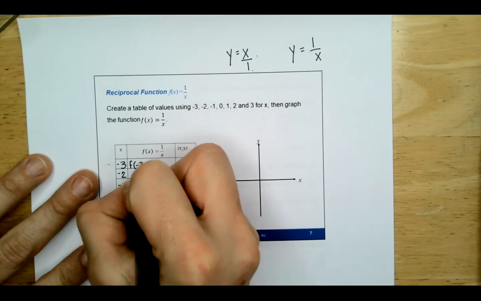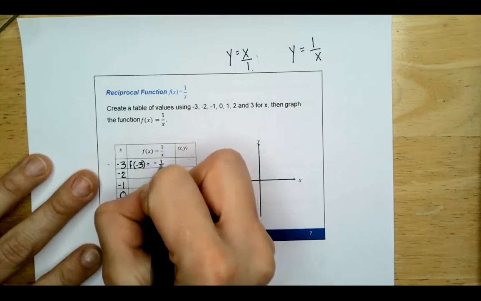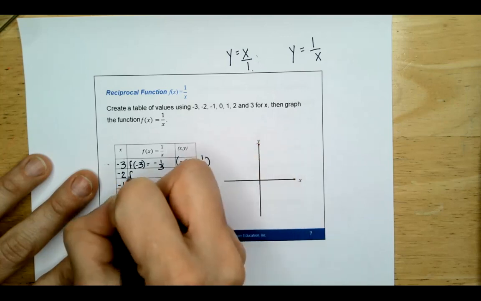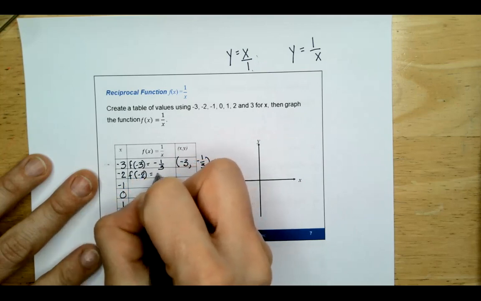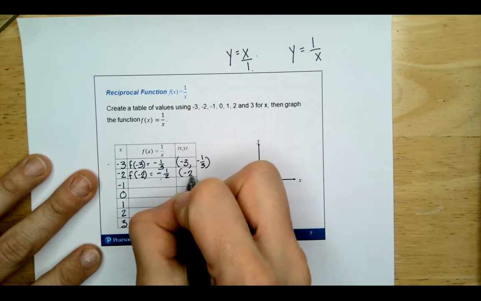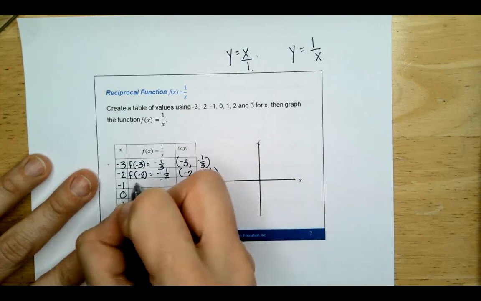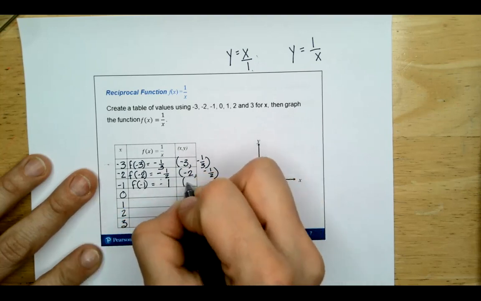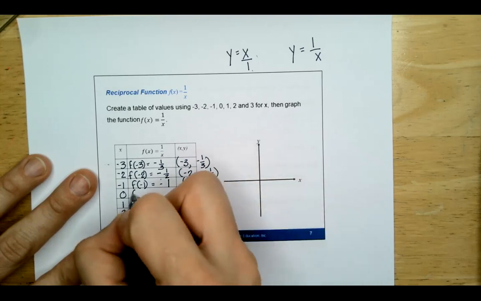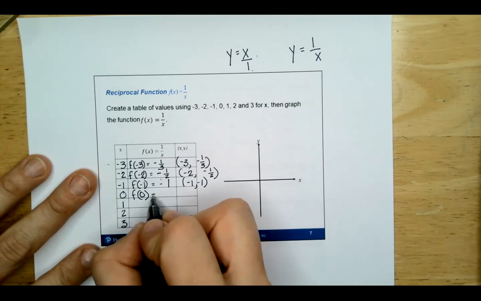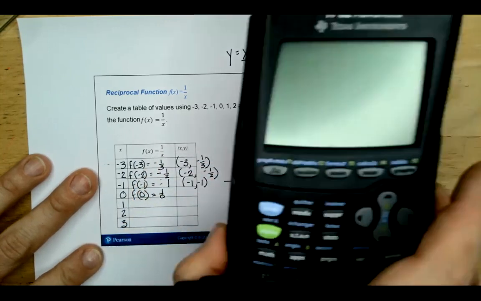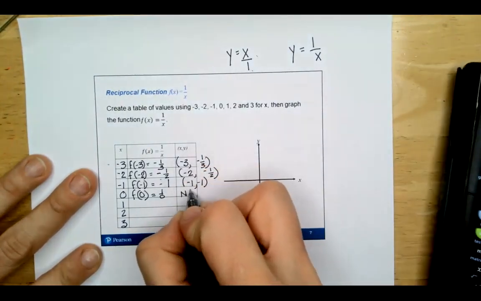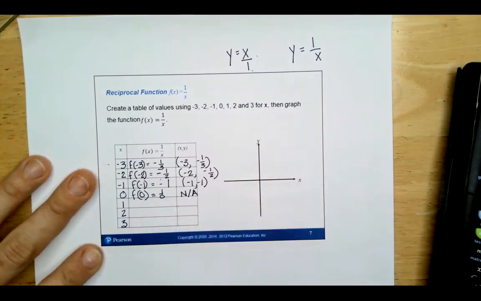So f of -3 is -1/3, right? So when x is -3, y is going to be -1/3. And I think we know where this is going. When x is -2, y is going to be -1/2. When x is -1, y is going to be -1. Good thing I'm writing this out. When x is 0, 1 over 0. What happens if you put 1 over 0? It does not exist. Okay, so that is a hole in your graph.